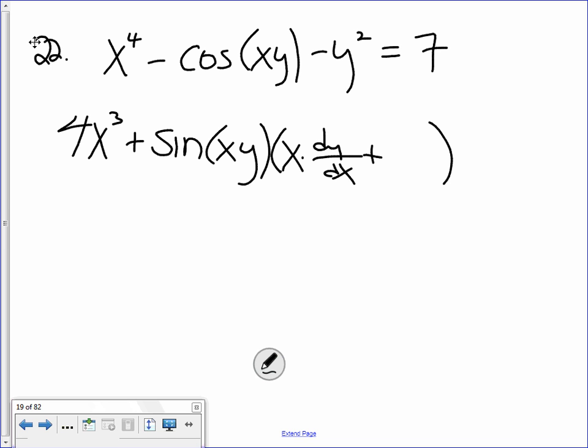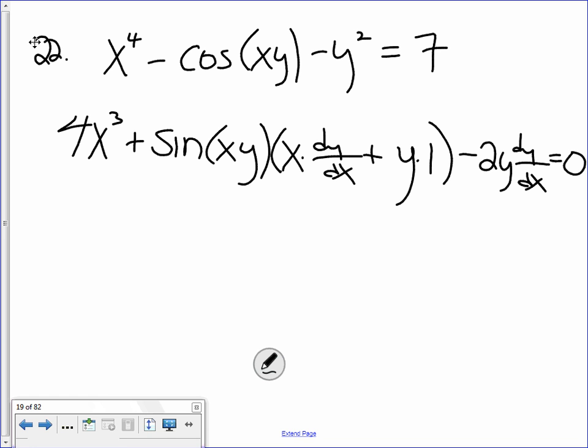Plus the second y times the derivative of the first, 1. Okay, so far we've taken the derivative of x to the fourth. We took the derivative of the cosine of xy with the chain rule. We still have to take the derivative of minus y squared. So that's going to be minus 2y, but we're not done: dy dx equals 0. Okay, so this is what I'm talking about.